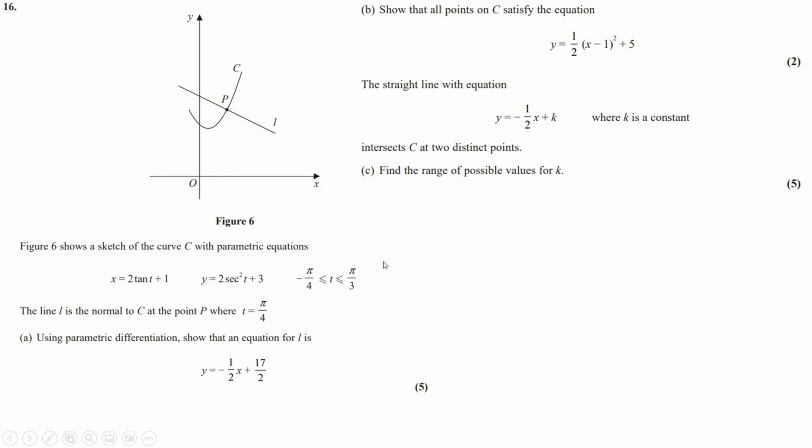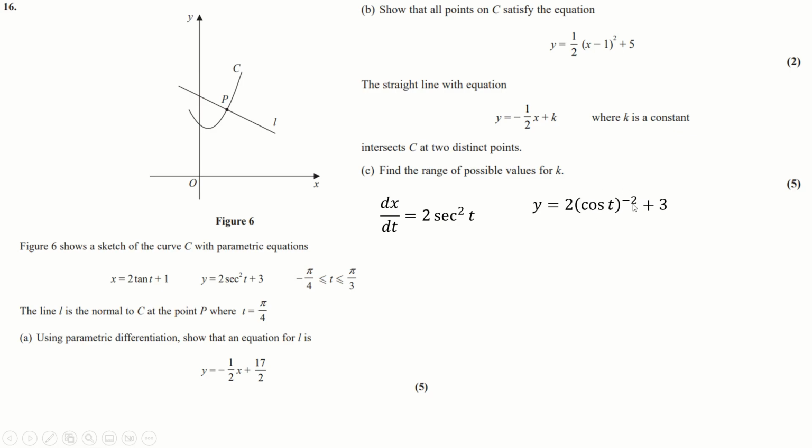Question number 16 then is parametric equations. Show the equation for L is this, so we need to find the gradient of this curve at this point here. So, okay, let's work out dx by dt first. Everyone knows tan differential is sec squared, so that's pretty easy. Differentiate this one here, and we get, now what's the differential of sec squared? What I decided to do was write that as cos to the power minus 2, because the minus will flip this over to become a sec, and then it's sec squared, right, because it's got a 2 there left over.